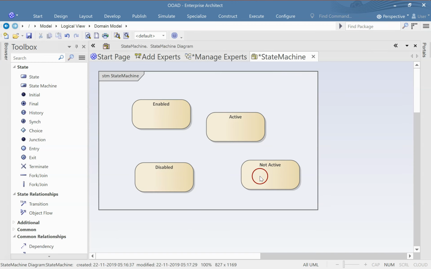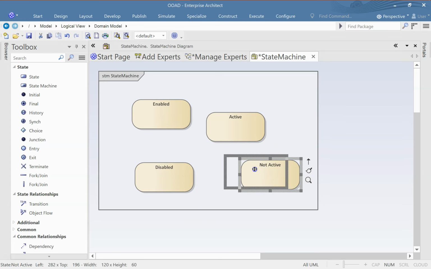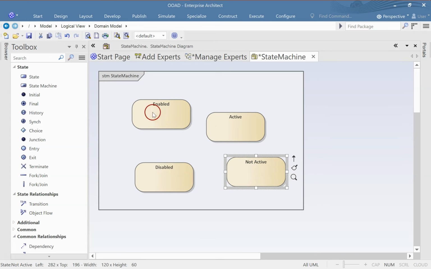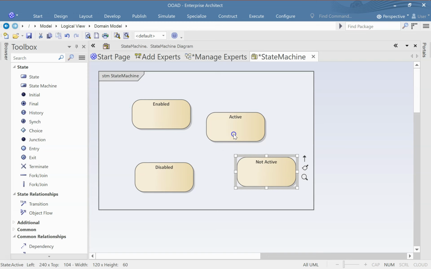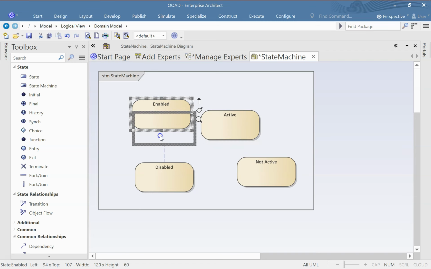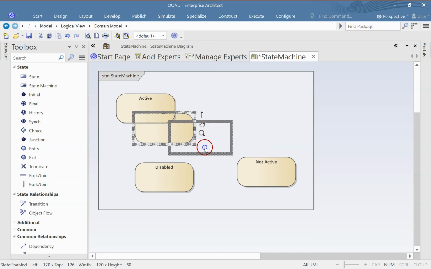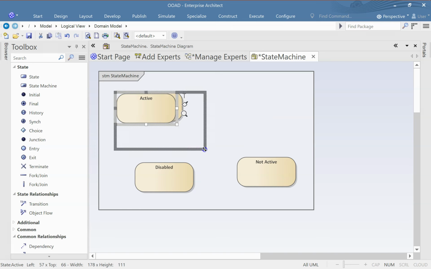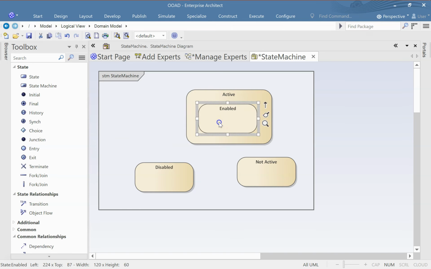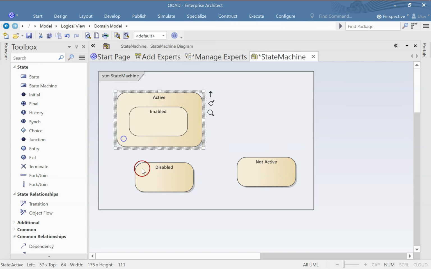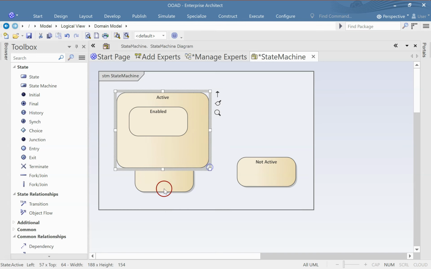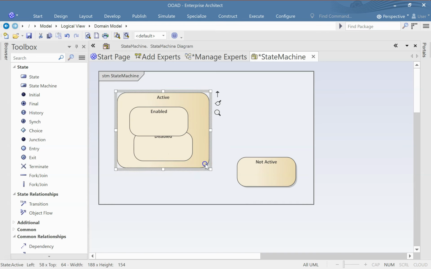Now if it is not active, that means it is outdated. It doesn't really matter in which state it is in, whether it is enabled or disabled. It's only when it is in active state that we are interested in whether it is enabled or disabled. So what we can do is we can move this inside this. Let's make it bigger. Okay, so now it is embedded inside that state. Now let's bring in this as well.